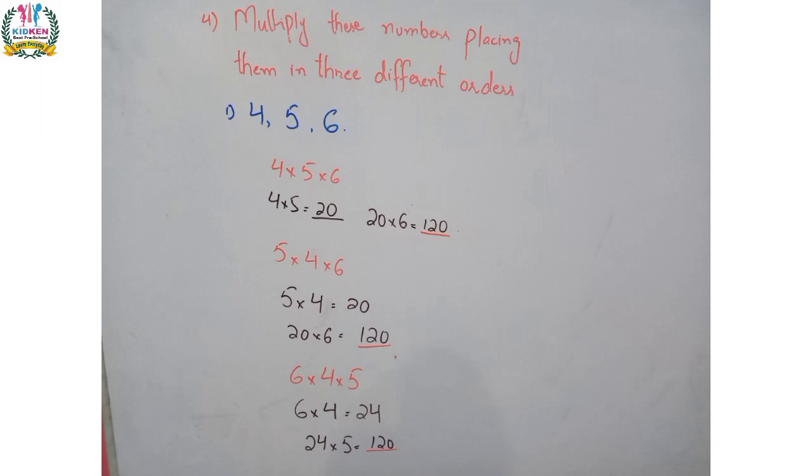Next question is multiply these numbers, placing them in three different orders. Number 1 is 4, 5 and 6. So you can multiply these numbers in different orders. We can start with the order given in the question: 4, 5 and 6. 4 multiplied by 5 is 20 and 20 multiplied by 6 is 120. Next order we can start with 5, 4 and 6. So 5 multiplied by 4 is 20 and 20 multiplied by 6 is 120. So both answers are the same. And our third order is 6 multiplied by 4 is 24 and 24 multiplied by 5 is 120. So these three answers are the same.